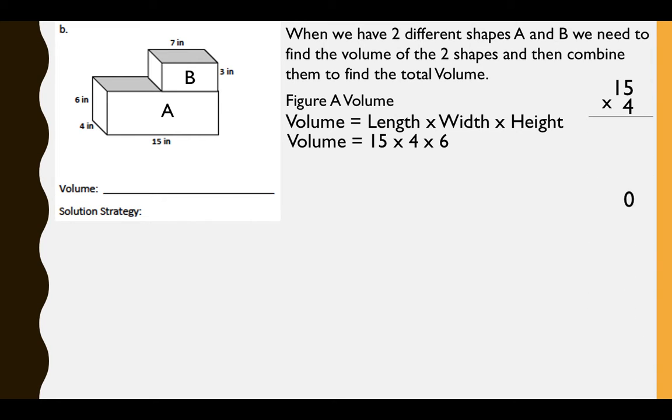5 times 4 is 20, carry my 2. 4 times 1 is 4, plus 2 is 6. So now I have found the area. It's going to be 60 inches squared times 6. I know that 6 times 6 is 36. I can add on my 0 to make it 360 inches cubed.